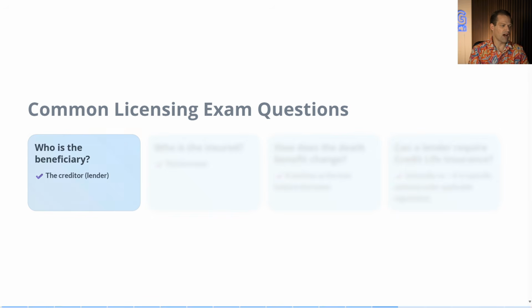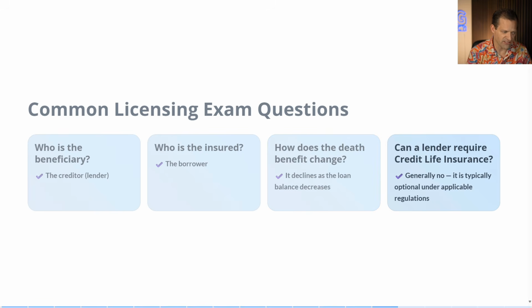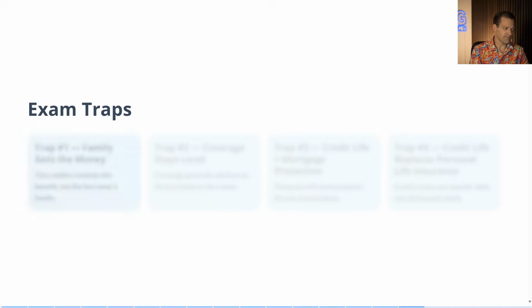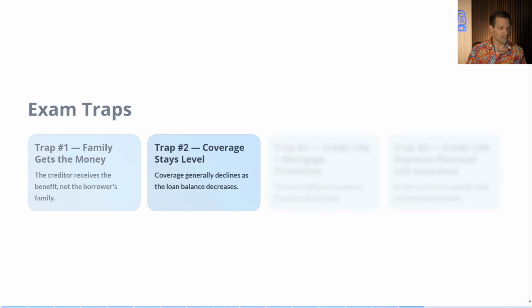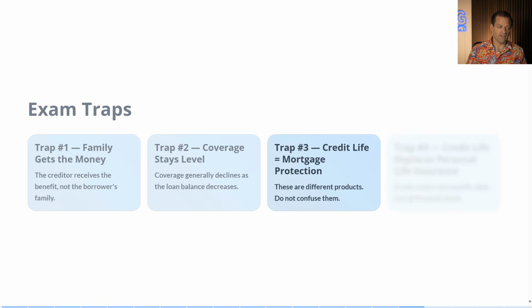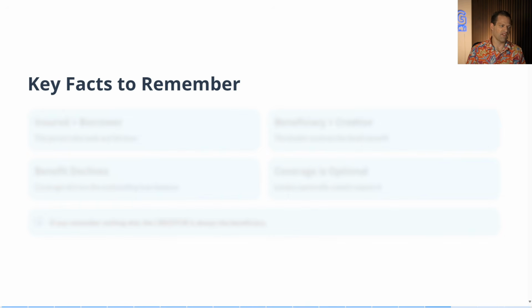Okay. Common licensing questions: who's the beneficiary on these plans? The creditor, the lender. Who's the insured? The borrower. How does the death benefit change? It declines as the loan balance decreases. And can a lender require credit insurance? Generally, no. Some exam traps: the family does not get the money. The coverage does not stay level. Credit life is mortgage protection? That's not the case. And credit life replaces personal life insurance? It does not. Okay, it's just a debt-specific instrument.